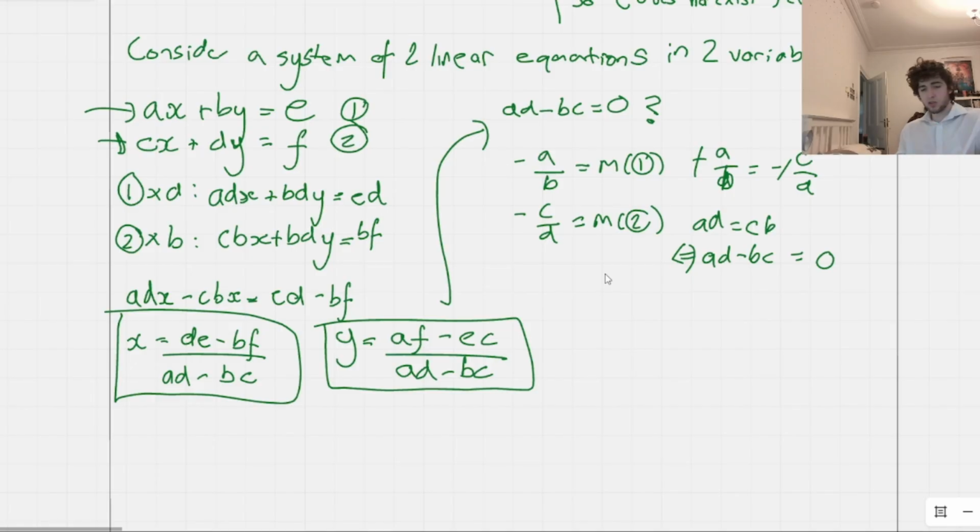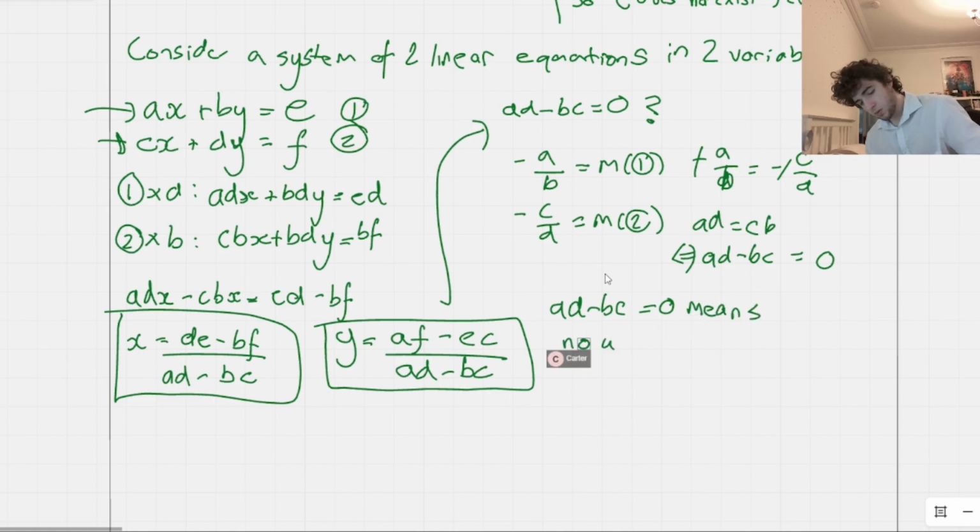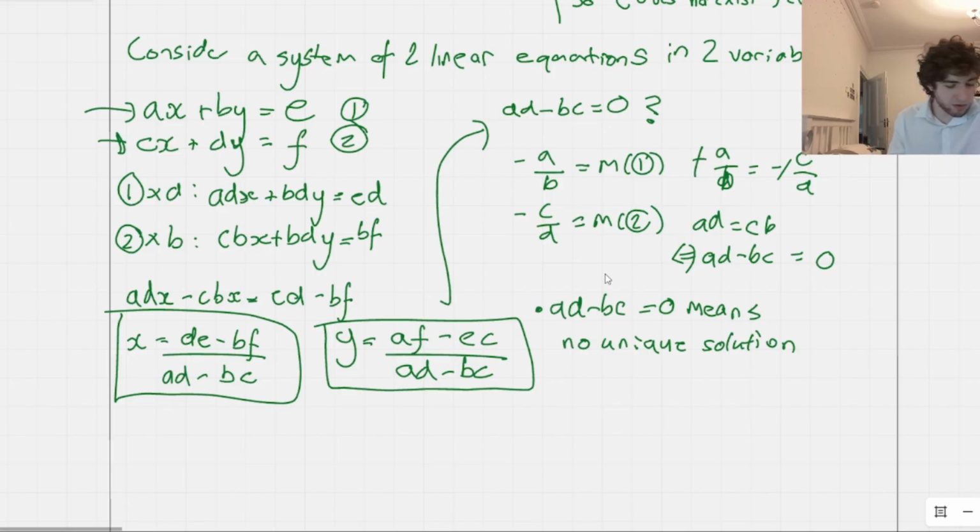So ad minus bc equals 0 means that there is no unique solution. It doesn't necessarily mean no solution, because you also have the case where they overlap and you get infinitely many. But it means there won't be a singular solution, and you can think about that geometrically. That's a very interesting thing that we need to note.